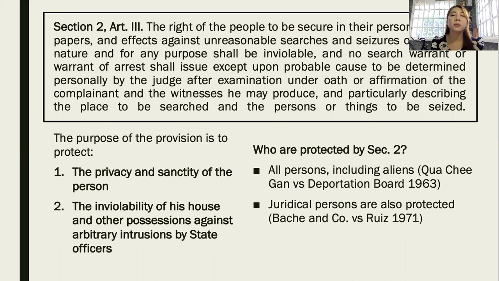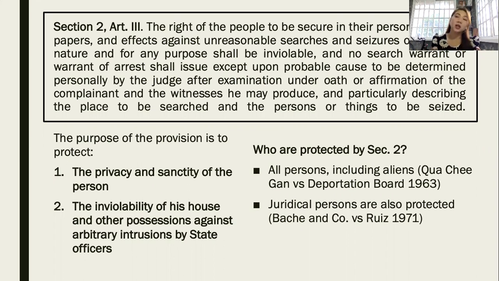It's the right of the people to be secure in their persons, houses, papers, and effects against unreasonable searches and seizures of whatever nature and for any purpose shall be inviolable, and no search warrant or warrant of arrest shall issue except upon probable cause to be determined personally by the judge after examination under oath or affirmation of the complainant and the witnesses he may produce, and particularly describing the place to be searched and the persons or things to be seized.